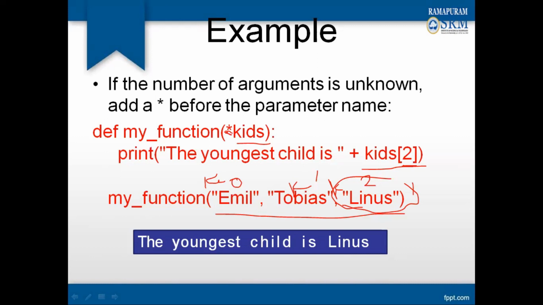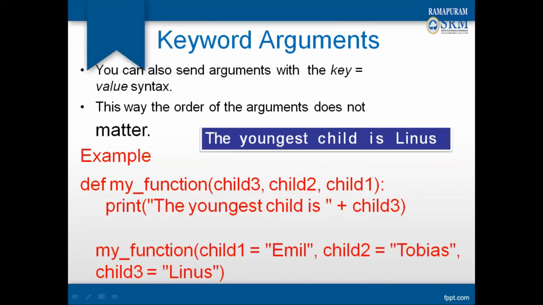Next one is keyword arguments. What is a keyword argument? Like A equal to 10, B equal to 10. Likewise, you can also pass it. Keyword arguments: values are not passed directly. The keywords are passed as arguments. Then what it becomes here: child 1 is Emil, child 2 is Tobias, child 3 is Linus. Then what is the advantage of this keyword argument?